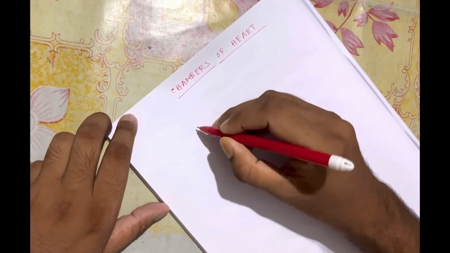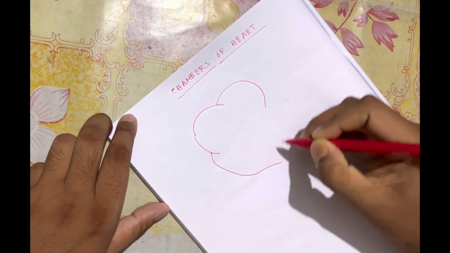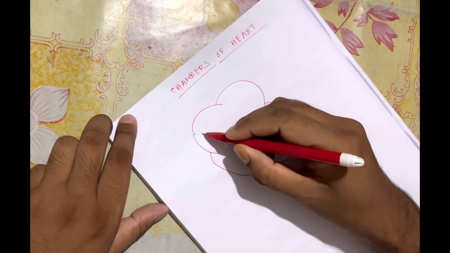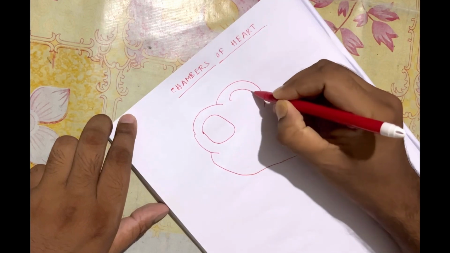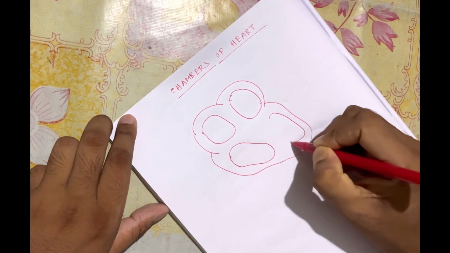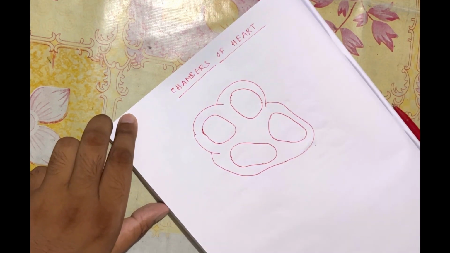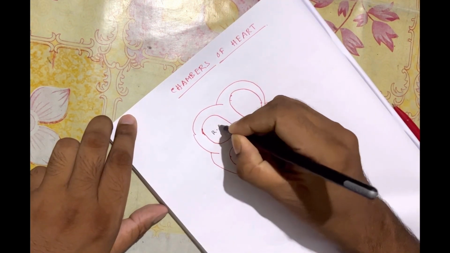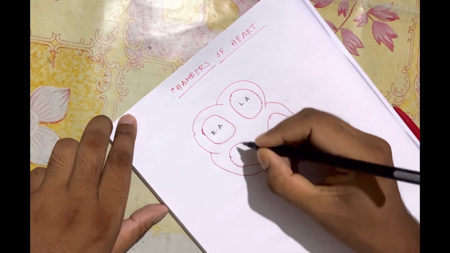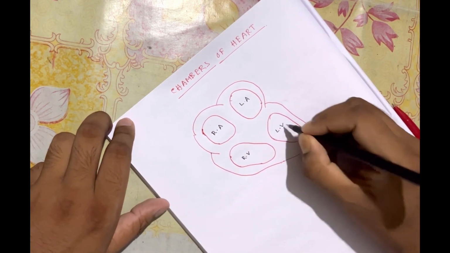Okay, so let's draw a basic diagram of the human heart. This is the very typical diagram of the human heart. So this one is called the right atrium, and this one is the left atrium. Just below the right atrium we have the right ventricle, and just below the left atrium we have the left ventricle.